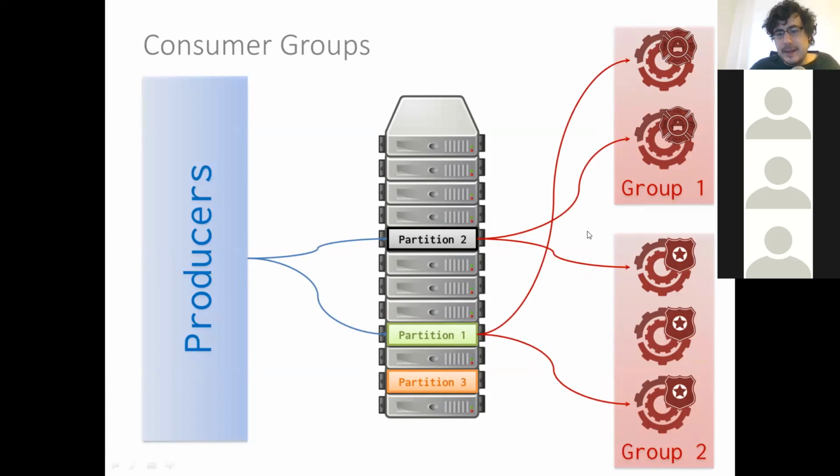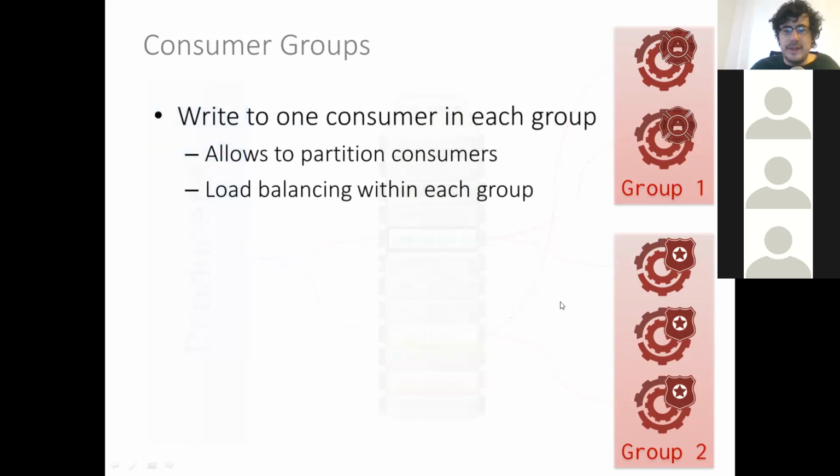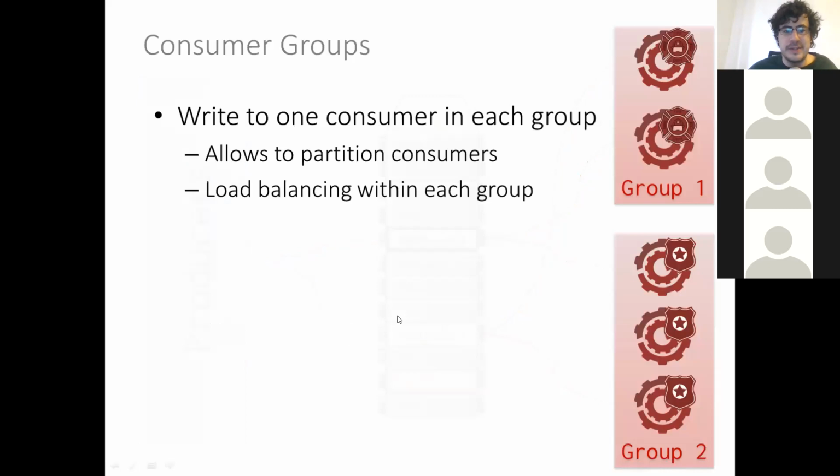What this can allow is that it can effectively allow us to partition the consumers. So we could have different consumers that might be different machines or in different locations. And it allows for load balancing within each group, right? So we can somehow manage groups of consumers that will take equivalent actions in this way.